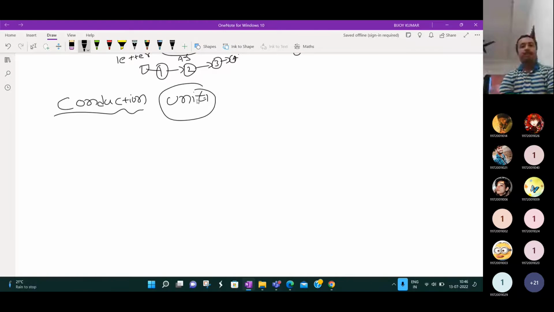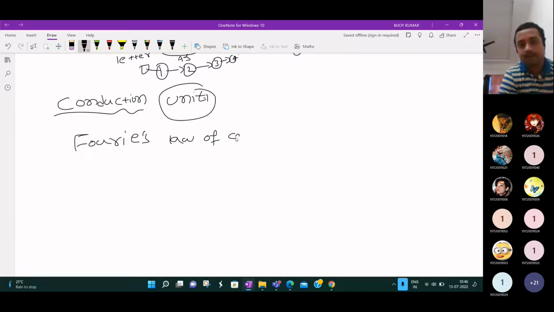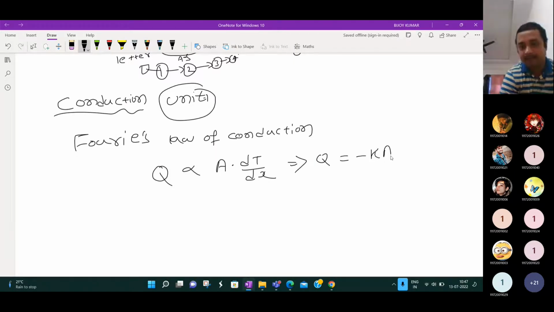So what is the formula for conduction? We use Fourier's law of conduction. What is Fourier's law of conduction? We know the rate of heat transfer through conduction is directly proportional to the area of heat transfer taken perpendicular to the direction of heat flow and the temperature gradient. Or you can say Q is equal to minus K A dT by dx.